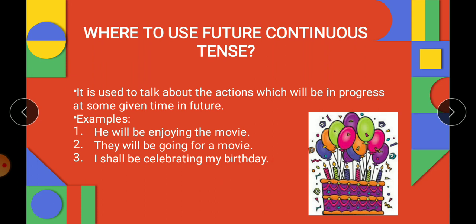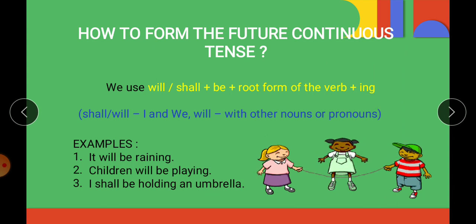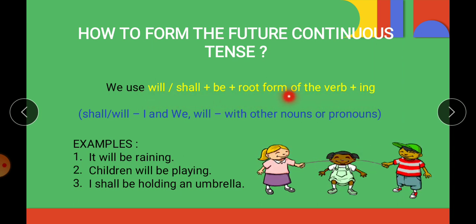Right? So, how are we framing it? Will and shall, because जब भी हम future की बात करेंगे, we have to use will and shall. And in continuous tense, you already know that we are using the ing form of the verb. So, will or shall plus be, root form of the verb, and ing. So, this is the framing of the sentence. And again the same, will and shall can be used with I and we. So shall is specifically used with I and we, and will can be used everywhere.